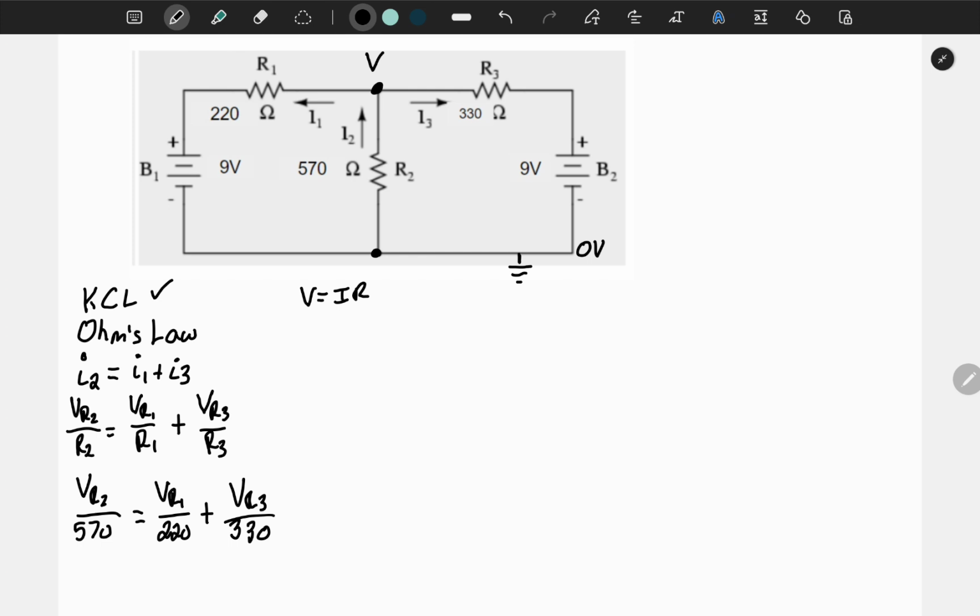So if you look at resistor 2, the current is flowing upwards towards the node, or upwards towards V. So the voltage from here to here is 0 to V, meaning the voltage across resistor 2 is actually 0 minus V over 570. Or not, let me rephrase that, I'm sorry. The voltage across resistor 2 is 0 minus V.